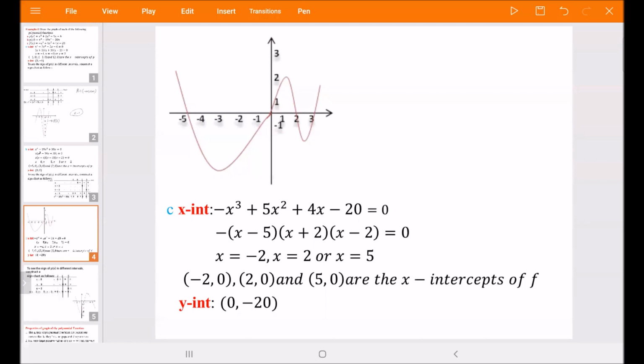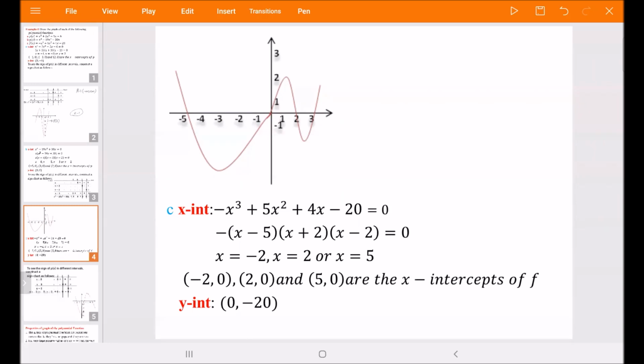So we need to list out the factors of the constant term. The constant term in this case is 20, and its factors are plus or minus 1, plus or minus 2, plus or minus 4, plus or minus 5, plus or minus 10, and plus or minus 20. So if this polynomial has any rational zero, it must be from among these numbers. Now you have to try for yourself, but at x equal to 5, x equal to -2, and x equal to 2, this polynomial is equal to 0.